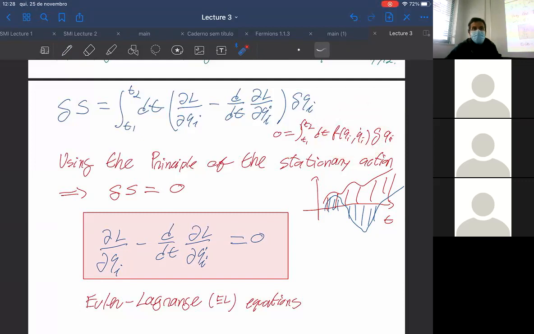This integral. Yeah, but why shouldn't it be? Because this is basically you are summing bits of this f function between t1 and t2. This is a summation, essentially.